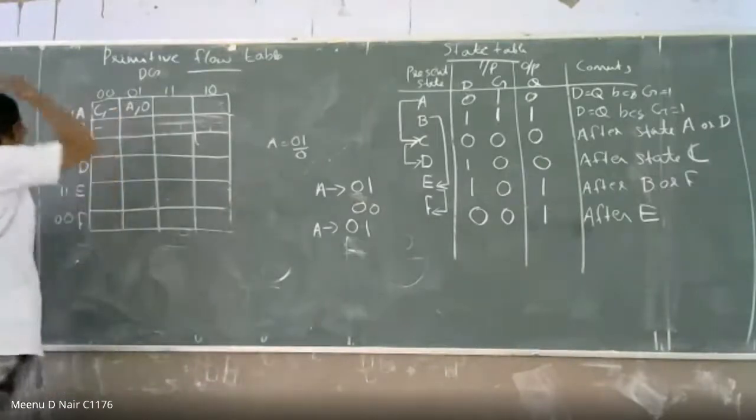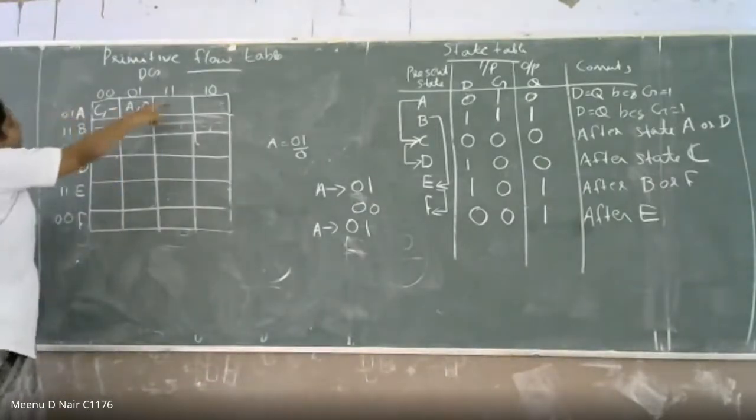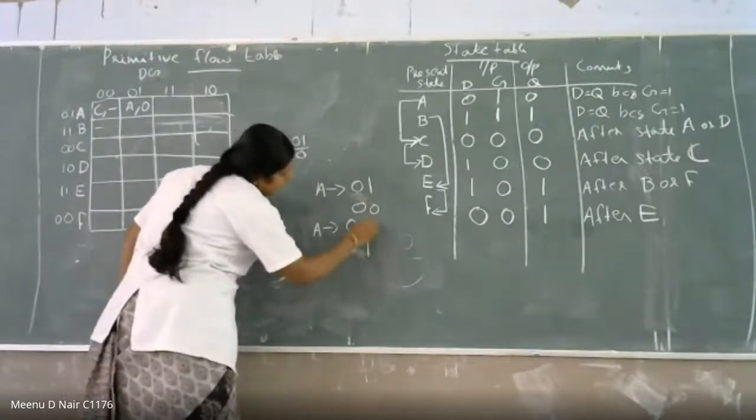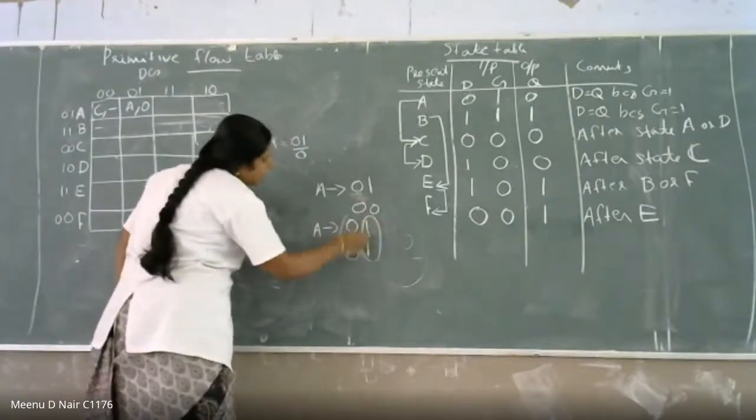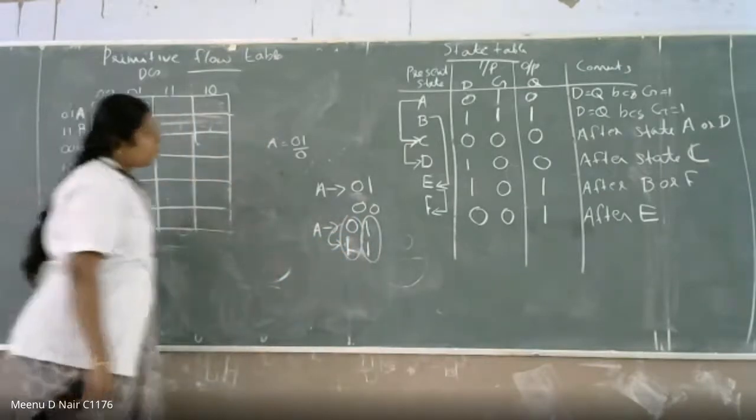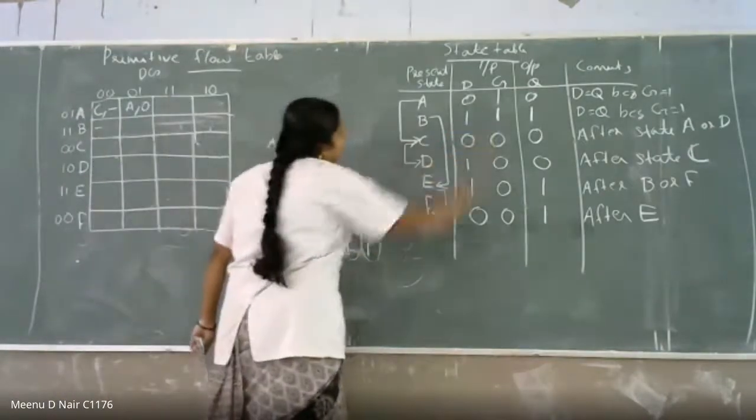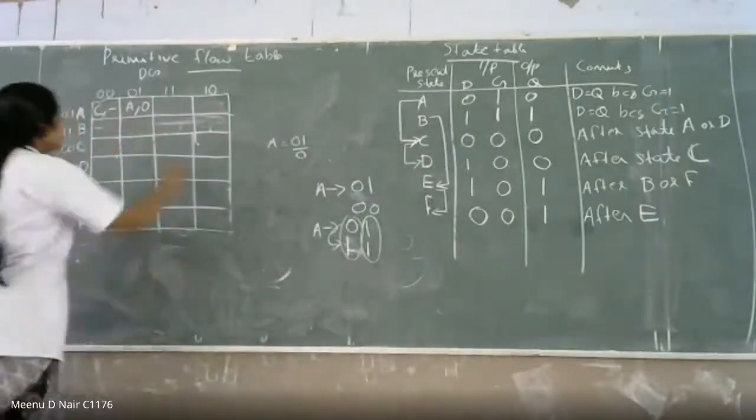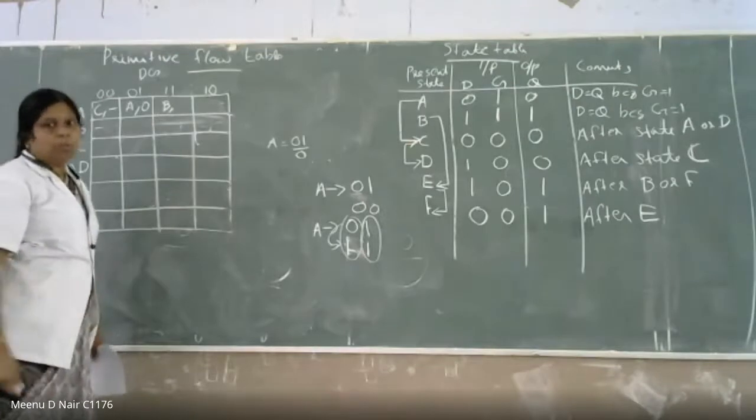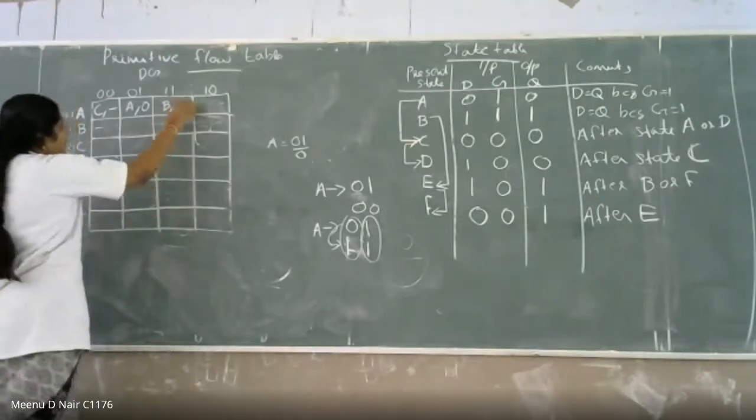So this is 0 0. Next one is 0 1 to 1 1. Both are the same, only a 0 to 1 transition is happening, so that is also possible. So for the 1 1 condition you are taking B. B comma 1 you cannot take because you do not know the output, so you are taking B comma dash.